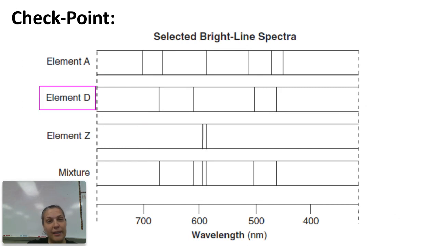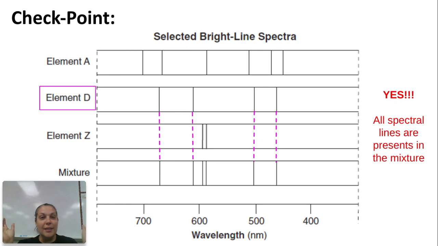Let's look at element D. Again, if you want to use your ruler, so we have the first line in element D. It matches up. The second line, it matches up. Okay. The third line matches up with the bottom. And the fourth line also matches up with the bottom. It's part of the star. It's part of the unknown because all of the spectral lines in element D match up in the bottom.